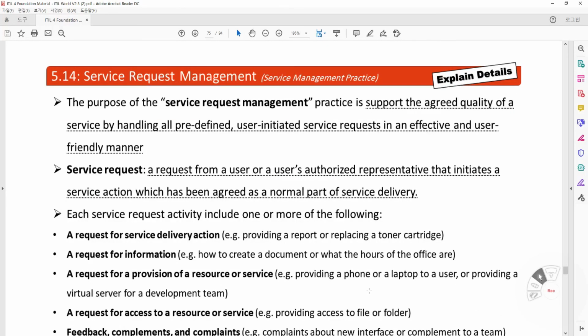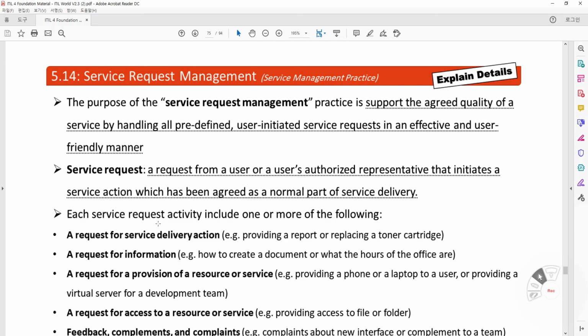Service request management. The purpose of the service request management practice is to support the agreed quality of a service by handling all predefined, user-initiated service requests in an effective and user-friendly manner. Service request: a request from a user or user's authorized representative that initiates a service action which has been agreed as a normal part of service delivery.